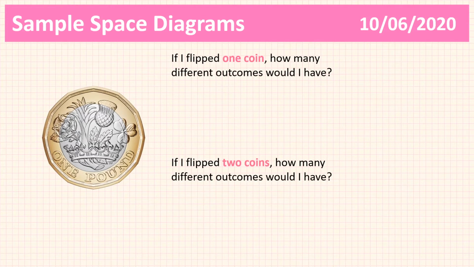If you haven't already, I suggest you go watch our first two videos on what a probability is and how to find probabilities of single events. But today your first task is going to be this. If I was to flip one coin, how many different outcomes would I have?